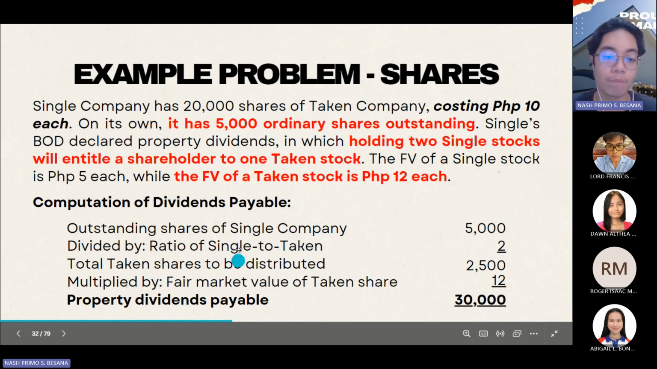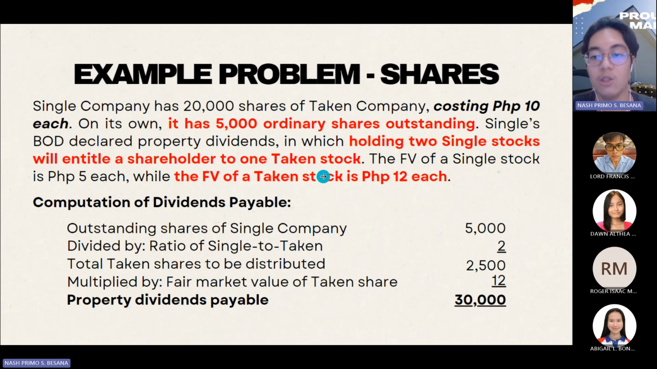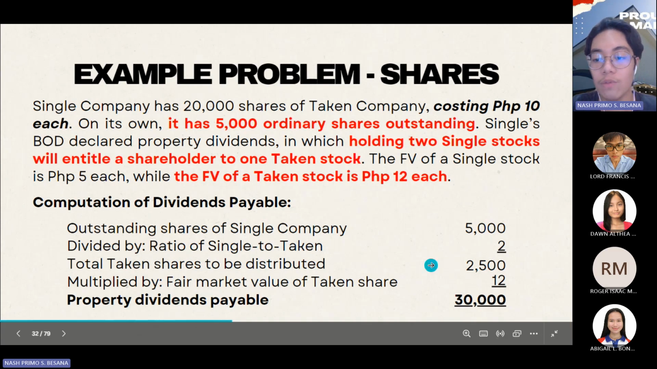Multiplied by what amount? So there are 2 fair values na binigay dito. Fair value ng Single, tsaka fair value ng Taken. Now, we need to observe muna, ano ba yung ibibigay ni Single company sa shareholders niya. Nakalagay, entitle a shareholder to 1 Taken stock. So, ang asset to be distributed is Taken. So, ang gagamitin nating fair value is yung fair value ni Taken, which is 12. 2,500 times 12, and that would yield us an amount of 30,000 pesos for our property dividends payable.